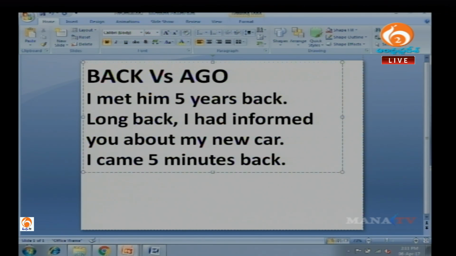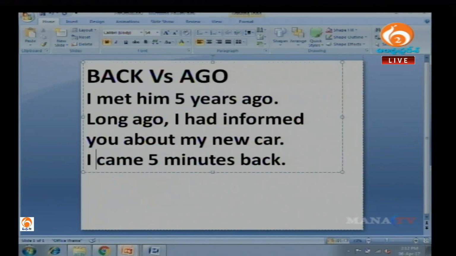In terms of time, you are supposed to use the word ago. I met him 5 years ago. Long ago, I had informed you about my new car. Now, a lot of people think ago means once upon a time, long, long ago. If it's a very long time, not necessarily. Even if it's 2 minutes, 1 minute, 30 seconds, it is still ago. So, the last sentence, I came here 2 minutes ago. It will always be ago. So, don't make a mistake there. It's not back, it's ago.